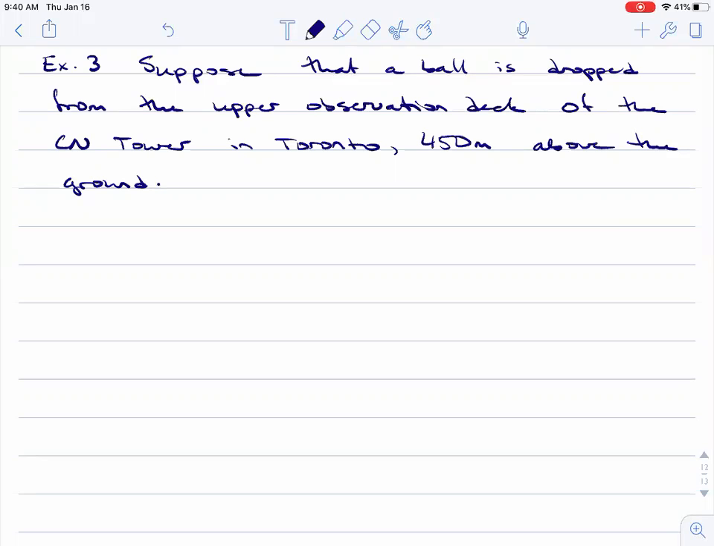Find the velocity of the ball after 5 seconds. So we're going to find the velocity of the ball after 5 seconds. So that's an instantaneous velocity, right? And so we can graph the distance traveled.